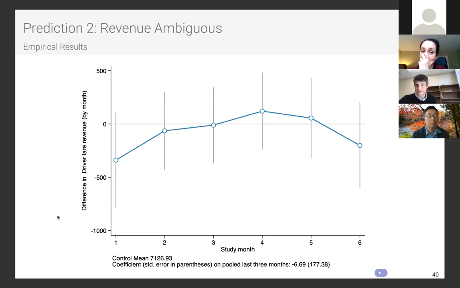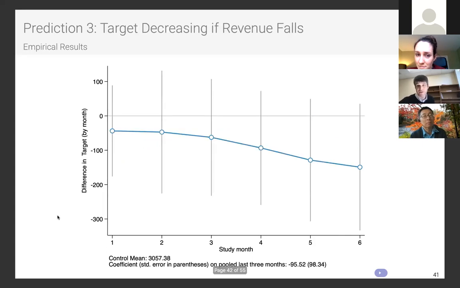So we see the predictions that we expected, risk decreasing, effort increasing. Revenue, we had an ambiguous prediction, and in fact, we find that basically nothing substantial changed. Revenue is staying flat by and large. And this means that we should maybe see a weak reduction in the target, which is in fact what we see. We don't get statistical significance in the target falling, but if you take our point estimates seriously, we see a reduction in the target by about 115 shillings or $1.15 per day. So this is at least suggestive evidence that the contract parameter is moving the way you would expect based on what we observe happening to the effort, risk, and revenue.